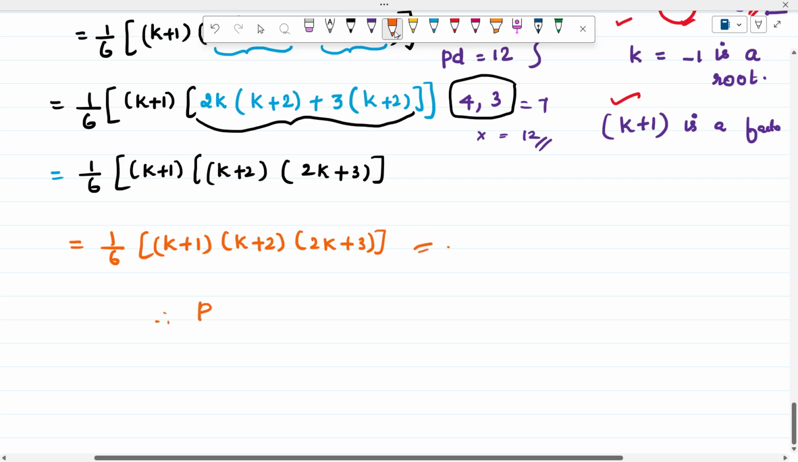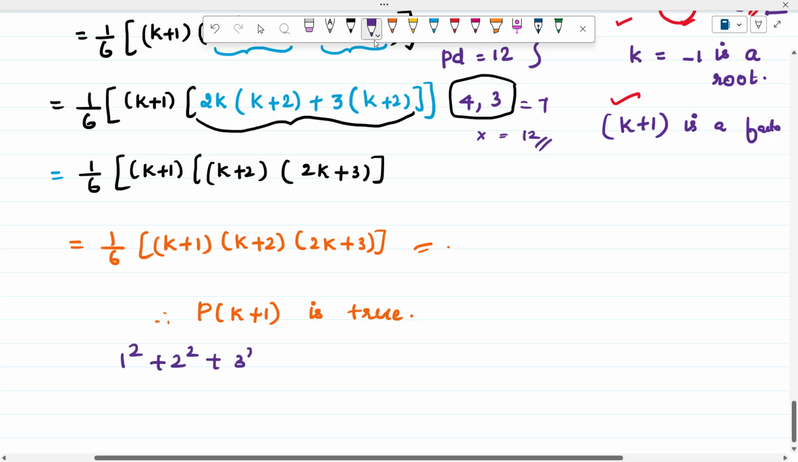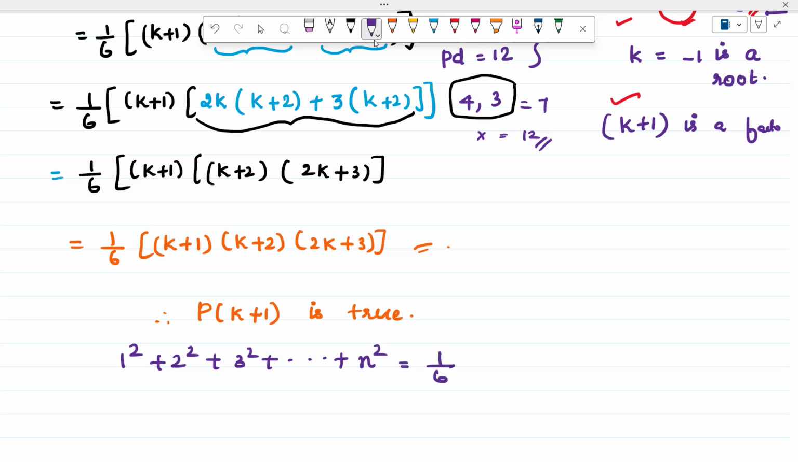Therefore the statement is true for P of k plus 1. Therefore in general we can say that the statement is true for n. Therefore the given statement holds: 1 square plus 2 square plus 3 square plus etc. up to n square is equal to 1 by 6 into n into n plus 1 into 2n plus 1, for every n belonging to natural numbers. So this is the way we have to prove by using the principle of mathematical induction. Hope you understand. Thank you.